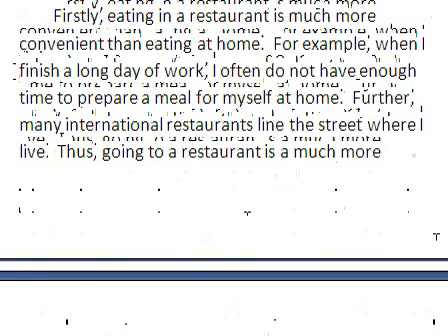Okay, so when we look at this last sentence, we're linking it directly to our thesis, which is basically that we like restaurants better than cooking at home. That's what we like to do better.